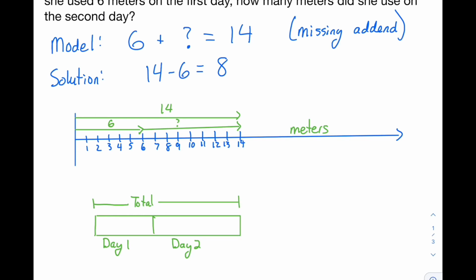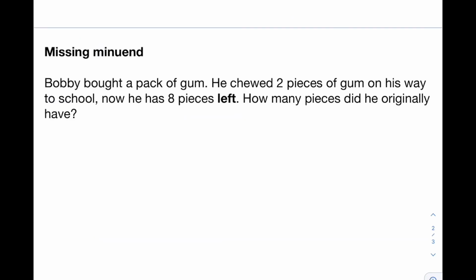So whether we're dealing with addition or subtraction, the same kind of bar model will work. We'll stick in our known values, 6 and 14, and our unknown. So we consider this a part, part, and the whole right here. And if we know both the parts, we add them together. If we don't know both the parts, if we know the total and one of the parts, then we subtract to get the missing piece. So here I can just set it up, day 1, day 2, and then realize I'll need to subtract to get my 8 meters on day 2. That problem had a missing addend. The model was addition, and the solution was subtraction.